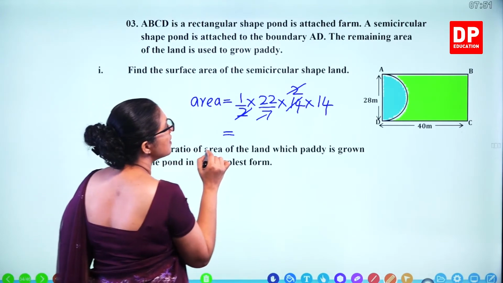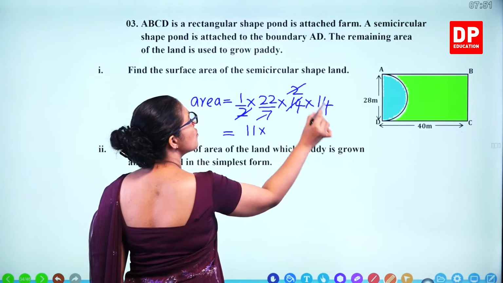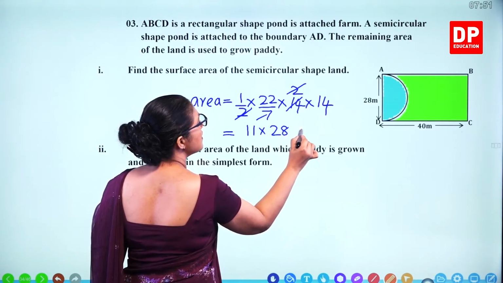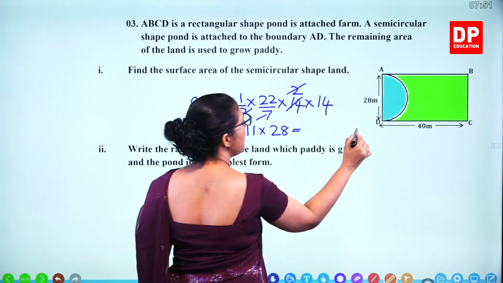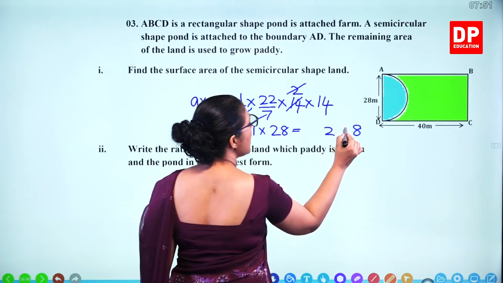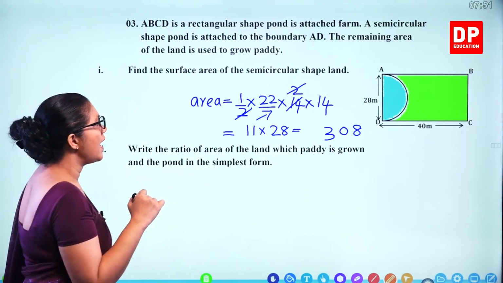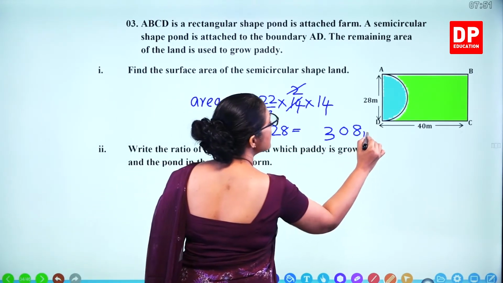That means 22 times 14, you can write 11 times 2 times 14, 28. So it's easy to multiply by 11. 2 and 8 separated, 8 plus 2, 10. So that means 1 remaining. So that's 308 meters square.